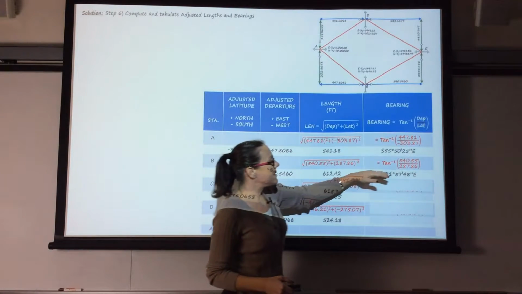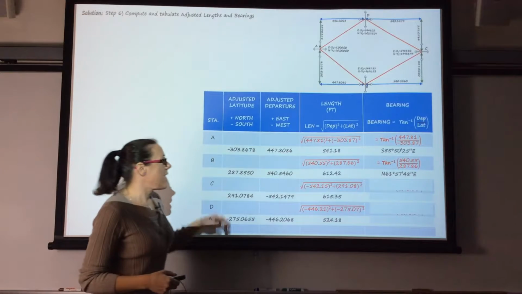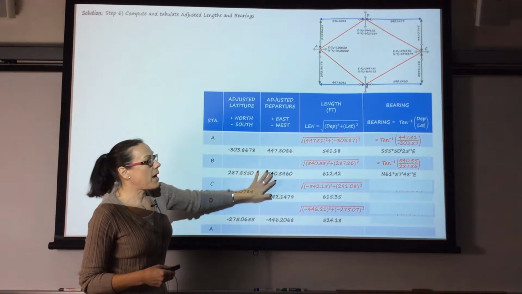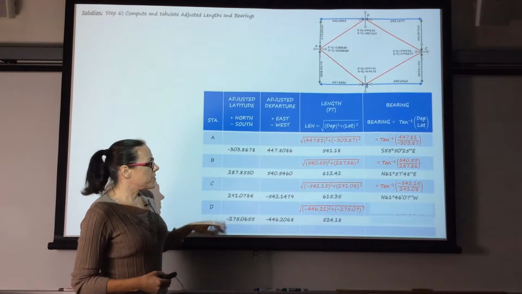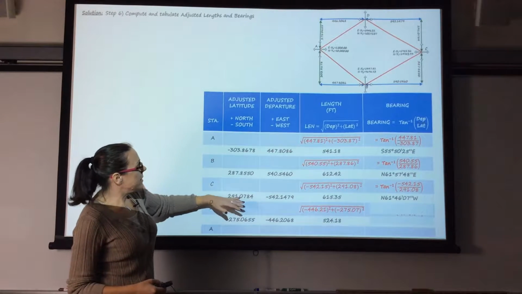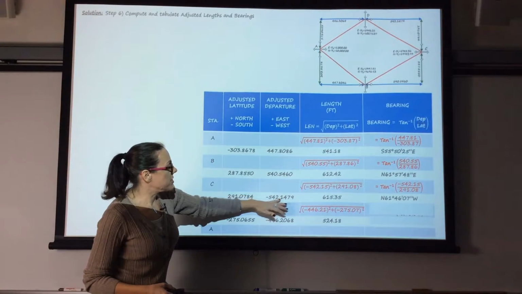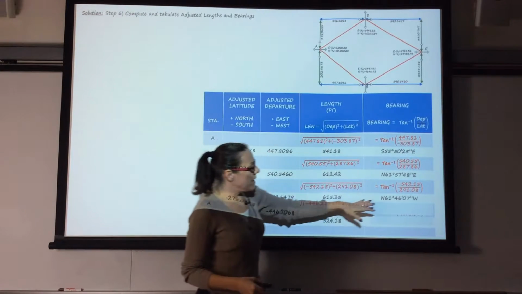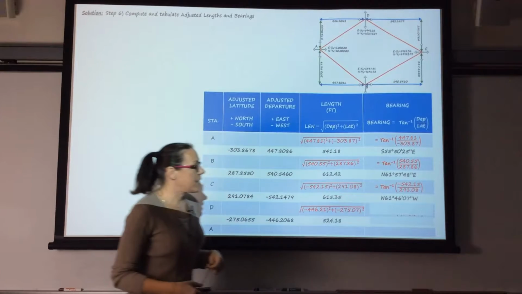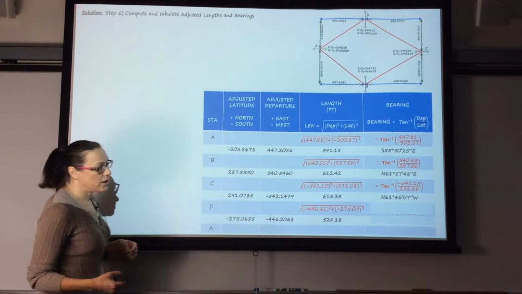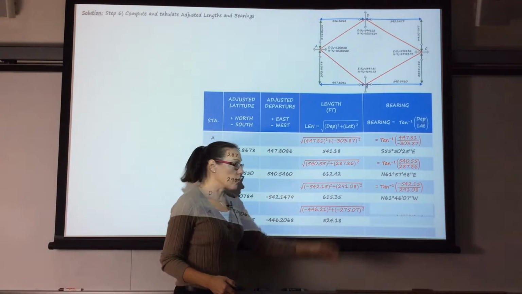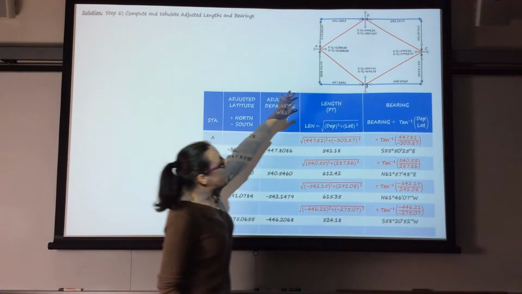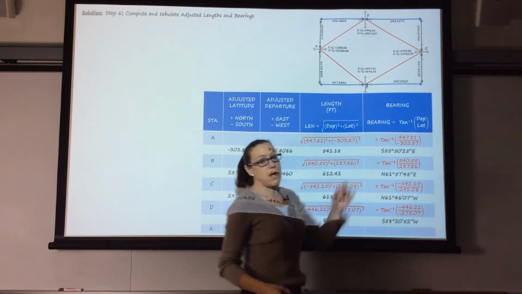So the tangent is departure over latitude, inverse tangent, and it's going northeast, positive, positive. Departure over latitude, I can see that the latitude is positive and the departure is negative, so I know I'm going northwest. So inverse tangent of departure over latitude is 61 degrees, 46 minutes, and 7 seconds northwest. And you keep doing that all the way through. So now I've got the bearings of each of those lines.